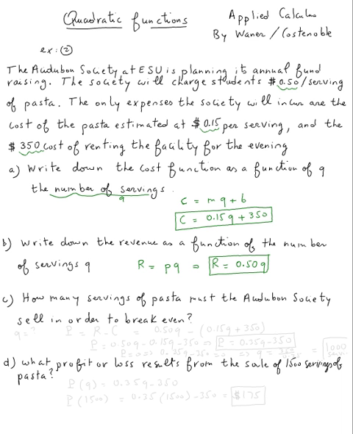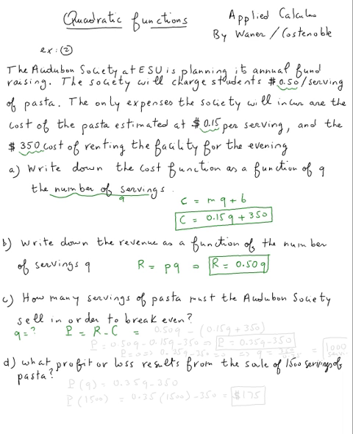For question C, how many servings of pasta, in other words, we need to find the Q, how many servings of pasta must the Audubon Society sell in order to break even? Break even means revenue equals cost, or profit equals 0. Since we're going to need profit for number D, let's find the profit anyway. So profit by definition is always revenue minus cost.